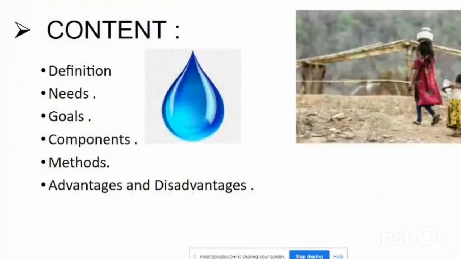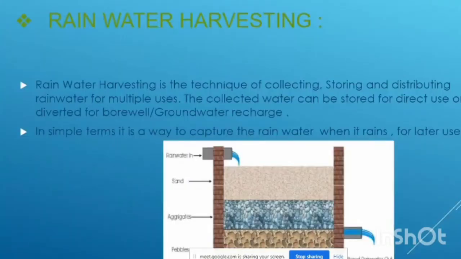Contents: definition, needs, goals, components, methods, advantages and disadvantages. Rainwater harvesting is a technique of collecting, storing and distributing rainwater for multiple uses. The collected water can be stored for direct use or diverted for borewell groundwater recharge. In simple terms, it is a way to capture the rainwater when it rains for later use.